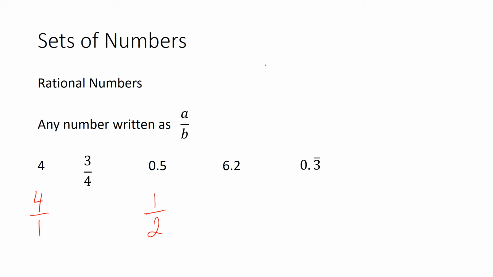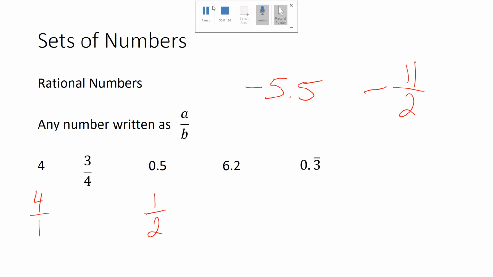Let me give you one more example. What if we have negative 5.5? Well, this is negative. We need an integer over an integer. This is negative 11 halves. And we're going to talk about how to make this transition from a decimal to a fraction in this lesson. Before we do that, though, let's talk about decimal places.